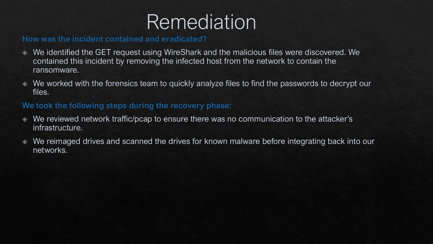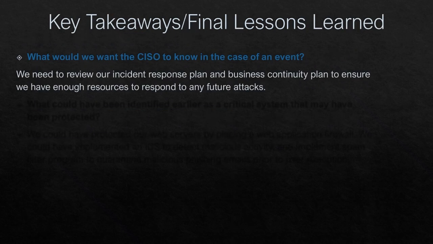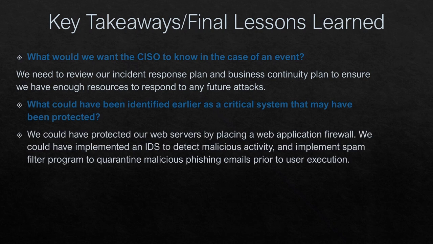Here are the key takeaways from this incident. First, we need to review our incident response plan and business continuity plan to ensure that we have enough resources to respond to any future attacks. We also could have protected our web servers by placing a web application firewall. We could have implemented an intrusion detection system to detect malicious activity. And we also could have implemented a spam filter program to quarantine malicious phishing emails prior to user execution.